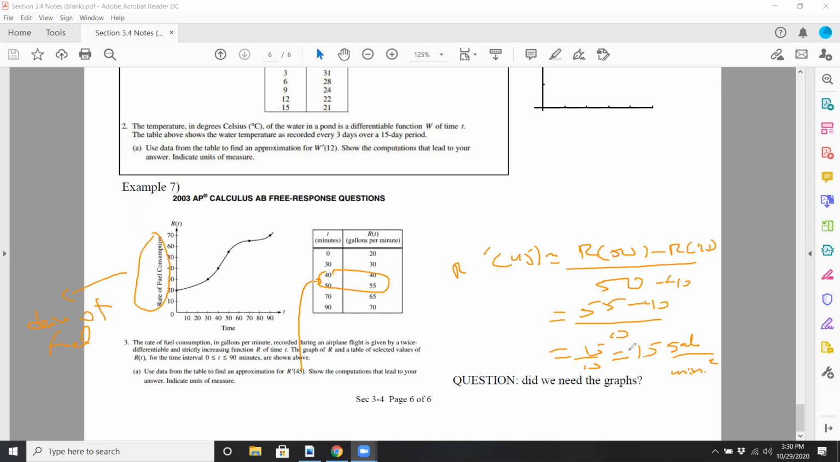By the way, on the AP exam, I think they probably make this worth 2 points, maybe 1 point for actually having the setup and 1 point for the answer. If you leave out the units, so you just have 1.5, you will get nothing for your answer. You get 1 point for your work, but nothing for the answer because you have to put the units. They don't do half points or marginal points on the AP exam. You really have to be mindful that you pay attention to the directions there.